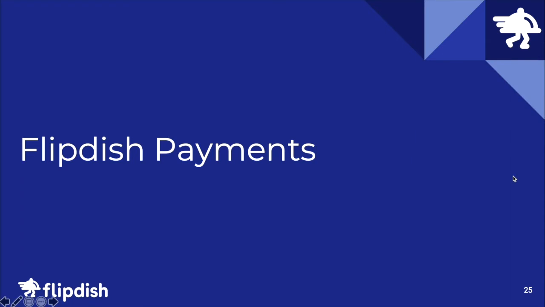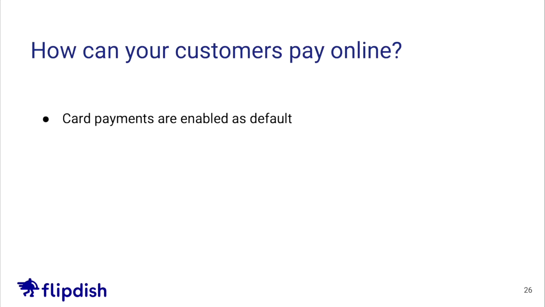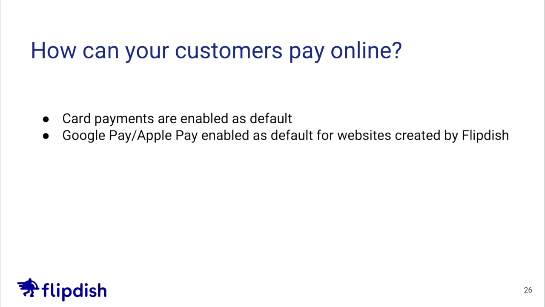So let's take a look at Flipdish Payments, as it's important to understand how your customers can pay online. Your customers will have the option to pay with card, and this is enabled as default. Google and Apple Pay are also available as default if you're using a Flipdish built website. If you're using your own website where you add Flipdish online ordering as your order online option, then Google Pay will be enabled as default. For Apple Pay, you would need to get in touch with us to help you set that up.